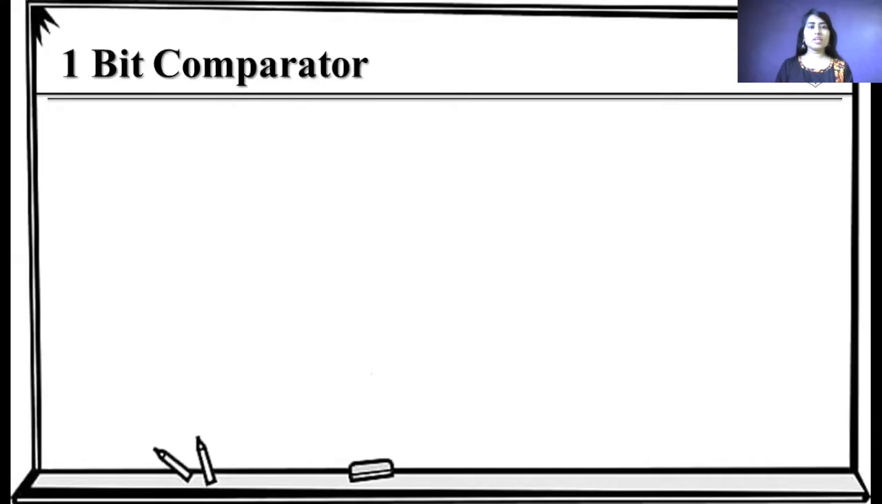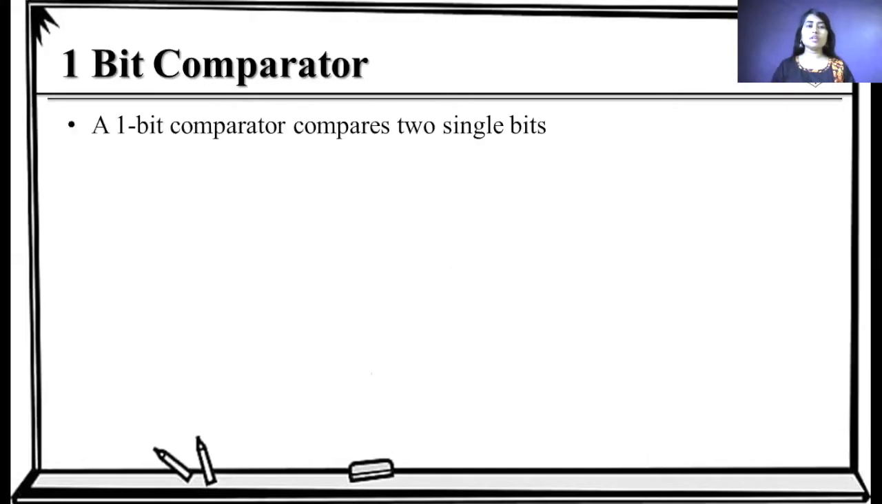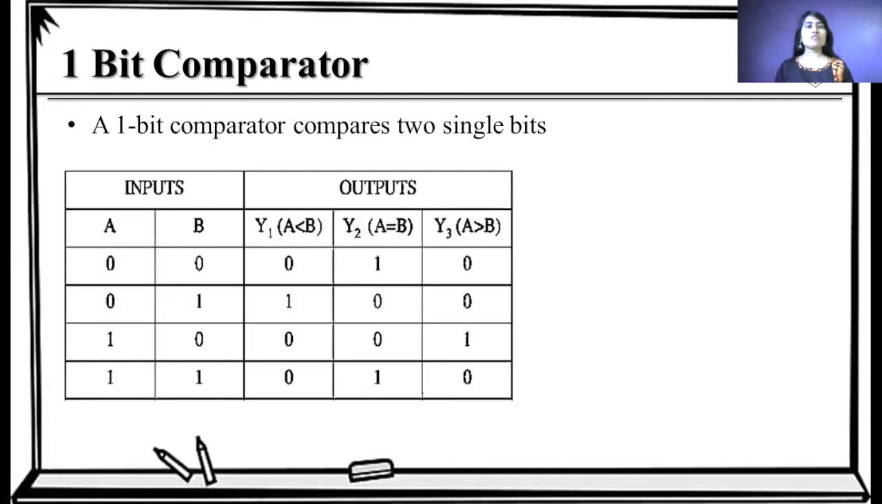First, the 1-bit comparator. A 1-bit comparator compares two single bits. That means A has 1 bit and B has 1 bit, so a total of 2 bits, which gives 4 combinations. Here we have the truth table of this 1-bit comparator. We have A and B as 1-bit values, so we have a total of 4 possible combinations: 0 0, 0 1, 1 0, 1 1.